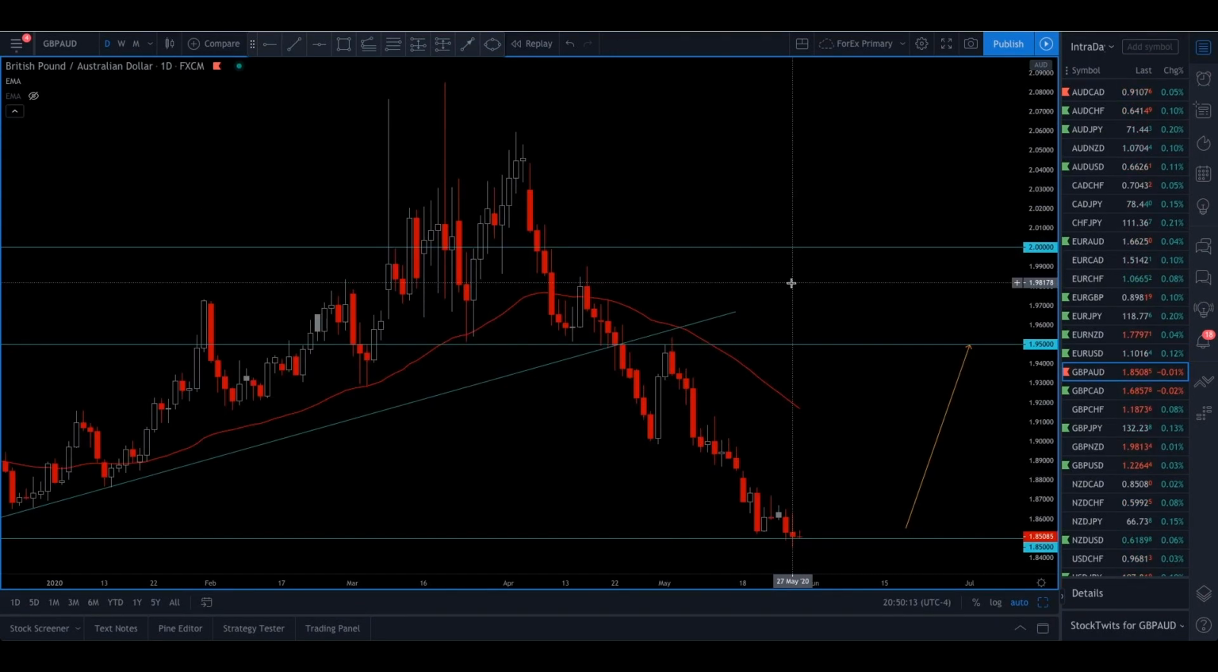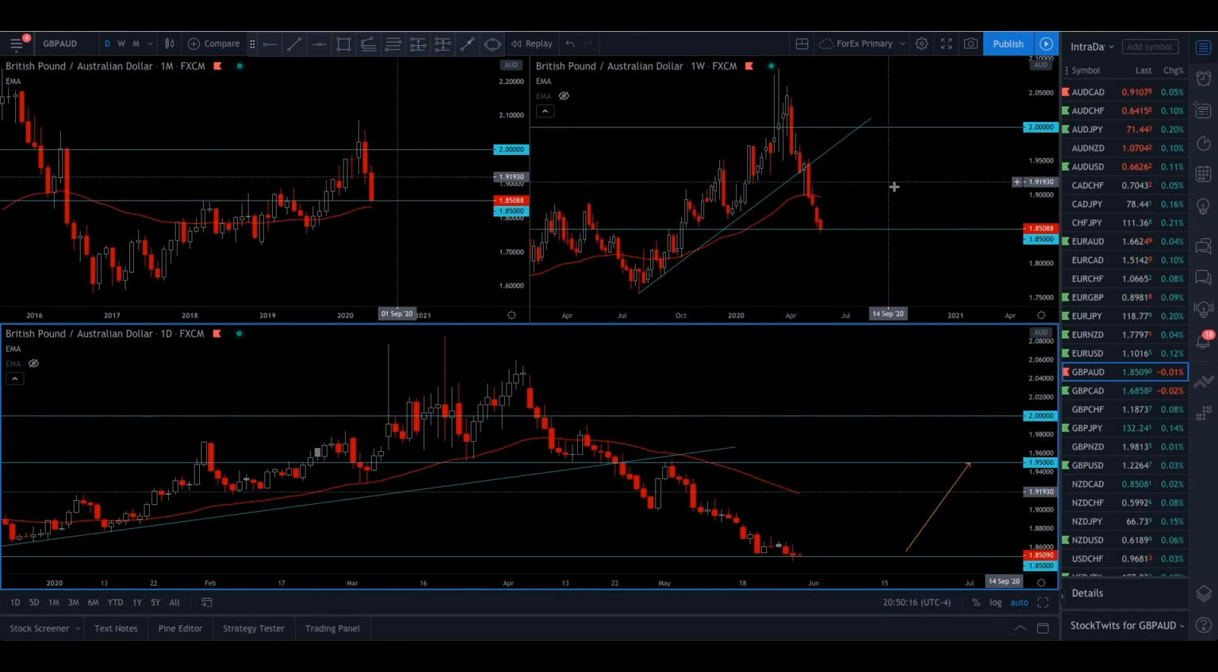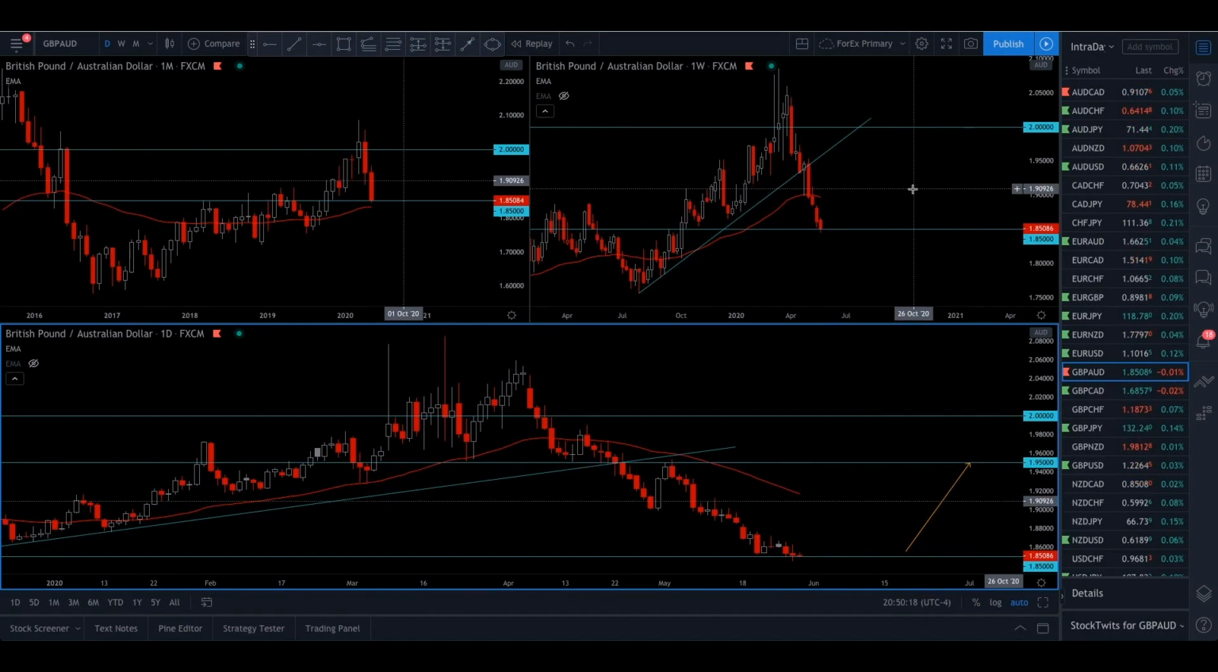Pound Aussie being actually one of my favorite pairs that I'm looking at taking a trade at. We're sitting at this major support resistance level of 1.85. I've been looking to get into a long off of this region for a very long time.